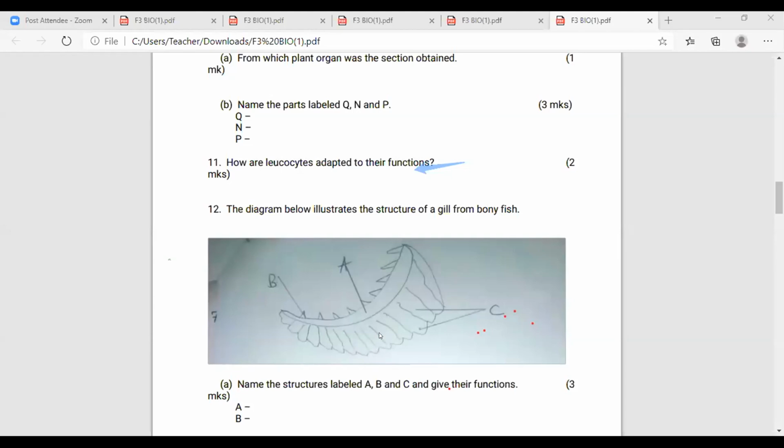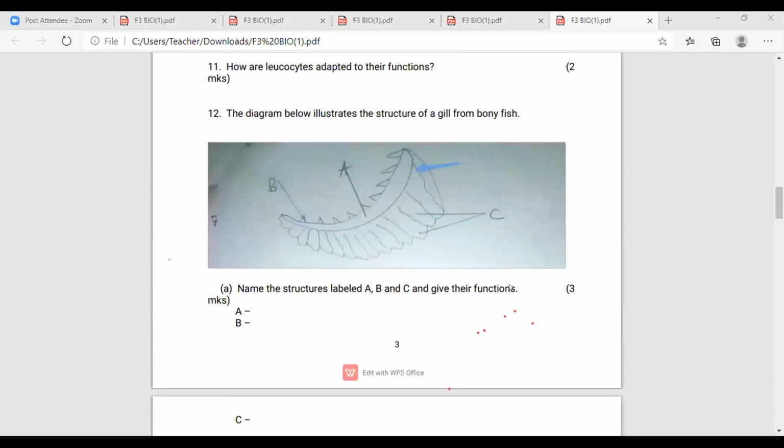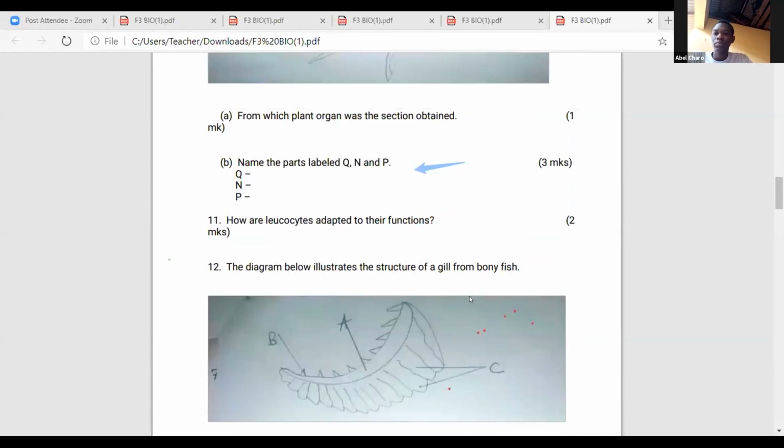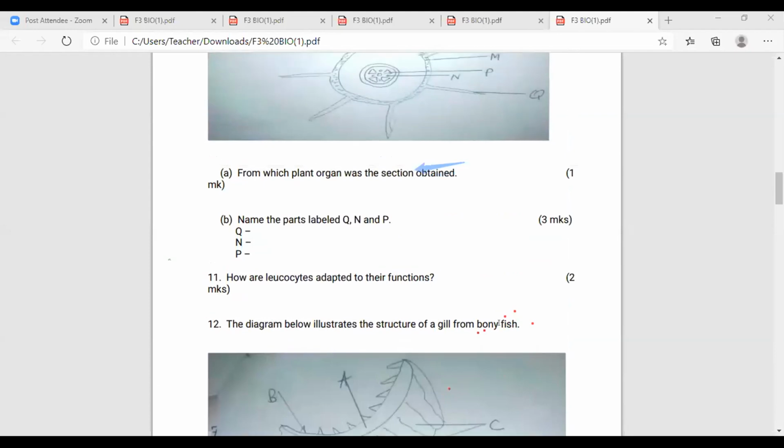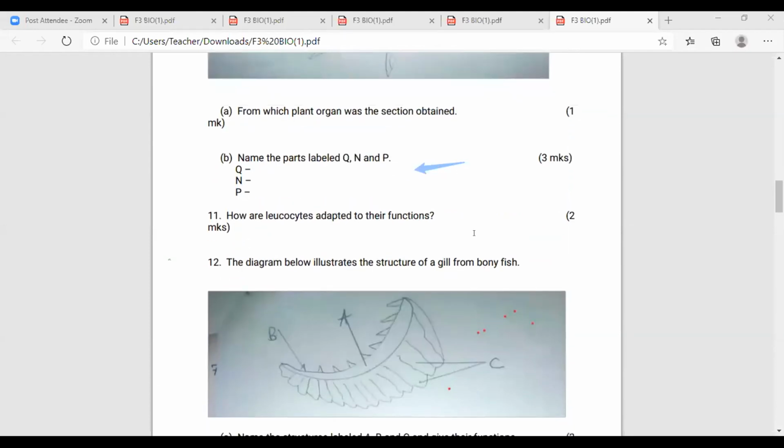The diagram below illustrates the structure of a gill from a bony fish. Name the structures labeled A, B, and C and give their functions.